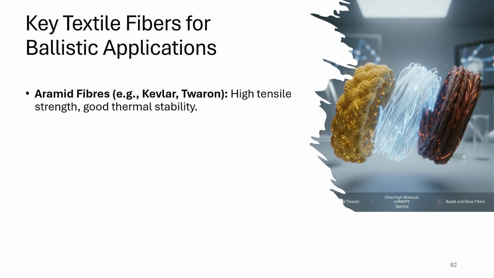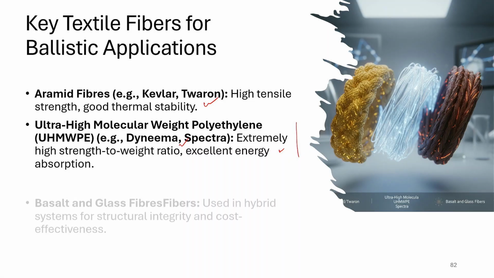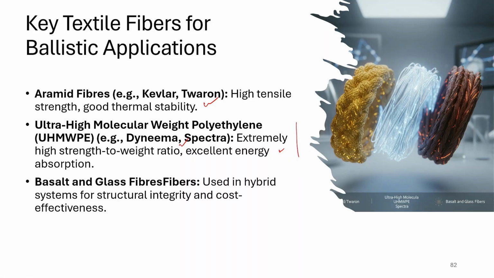and the basic textile fibers which we use for composites are aramid fiber, due to its high tensile strength and good thermal stability, and also ultra high molecular weight polyethylene, with extremely high strength to weight ratio, very light and excellent energy absorption. But the problem with ultra high molecular weight polyethylene is its lower melting point, which we have discussed. Along with that, glass fiber and basalt are also used.